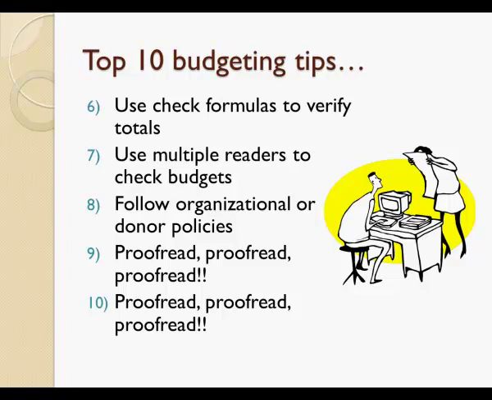Confidential. Use check formulas to verify totals. Use multiple readers to check budgets. So you want to do the budget yourself, but then give it to one of your team members and have them carefully check it. Many organizations, when they apply for or are submitting a proposal, will have three people who are trained in finance each individually check the budget, line item by line item, and then come together to make sure that they agree that the budget is correct.